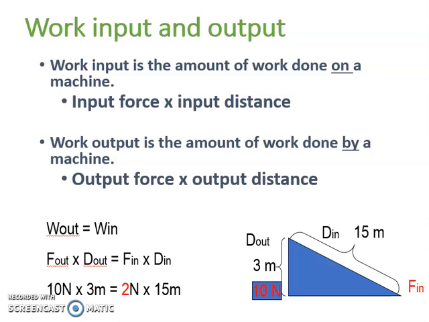But basically what it's saying is, let's just look at the first bullet here. The work input is the amount of work done on a machine. All right. And so that can be changed based on the distance that is used. Work output is the amount of work done by a machine, so output force times output distance. Now, what does all of this mean?